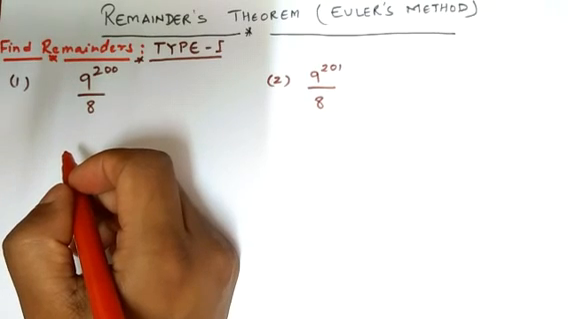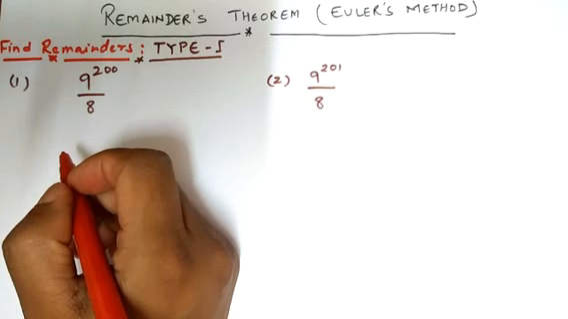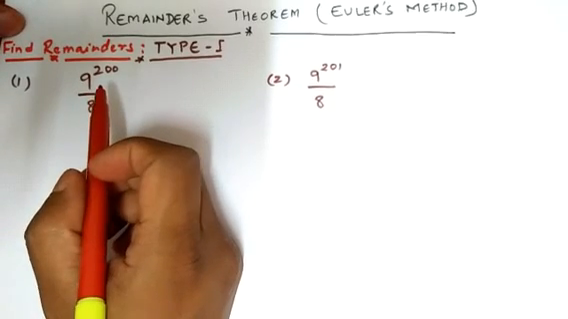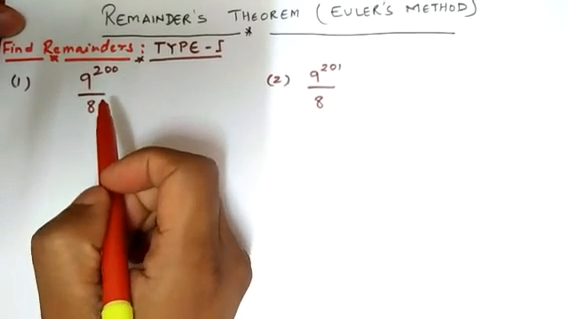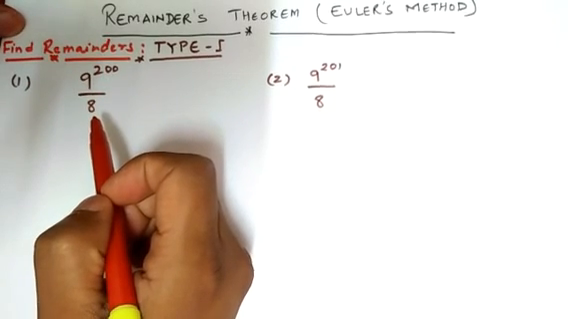Today I'm going to start with the remainder theorem, which is important for all competitive examinations, and I've mostly seen it coming repeatedly in the WBCS. Okay, let's start. As you can see, find the remainder. We have to find the remainder when 9 to the power 200 is divided by 8.